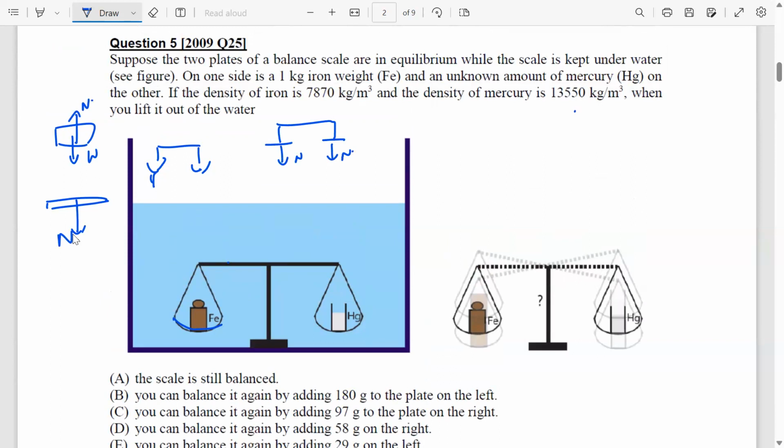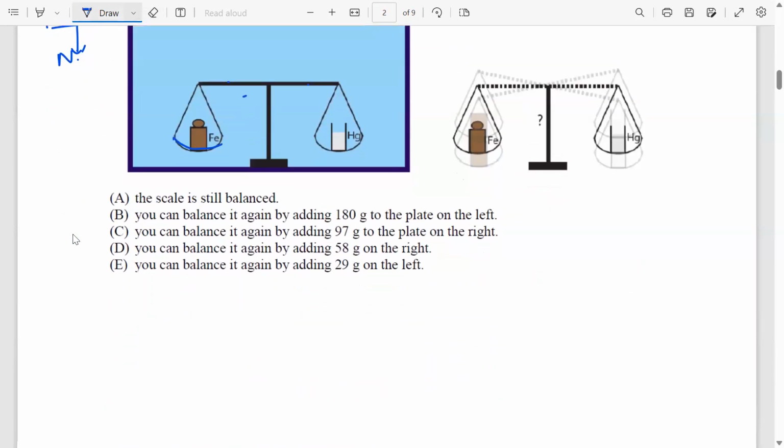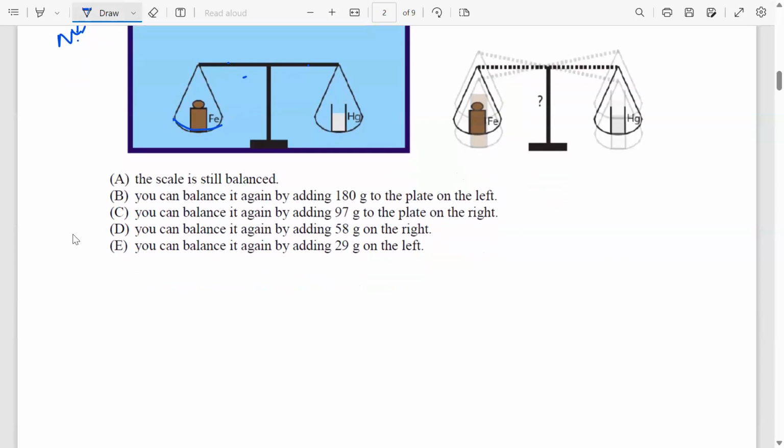When this is equidistant, it is the downwards normal force, and that is what we are going to tackle here. For each of these cases, when it's balanced, we know that the normal force is going to be the same. So let's look at the free body diagram of the iron and the mercury. On the iron, there is the upwards normal force, there is upthrust for iron, and then there's the weight of the iron.